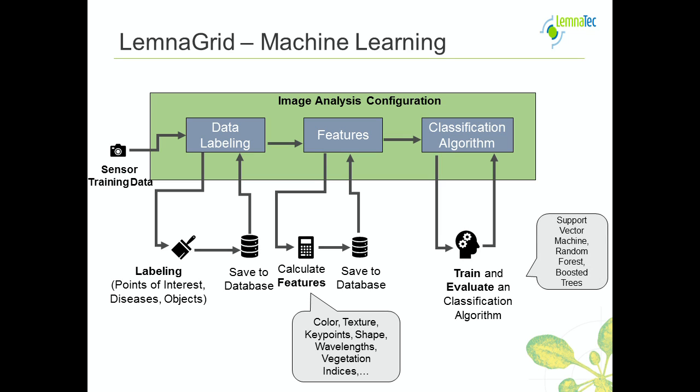After the feature extraction, it goes to the classification algorithm. You have different options to choose from: support vector machine, random forest, boosted tree. What is the best one? No one has an answer. Which algorithm gives you the perfect result? So you have the option to choose from the different learning algorithms and train your algorithm.